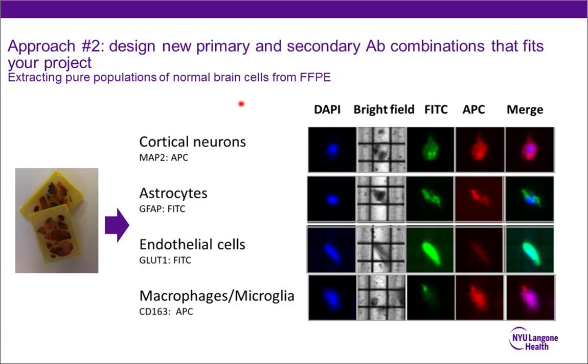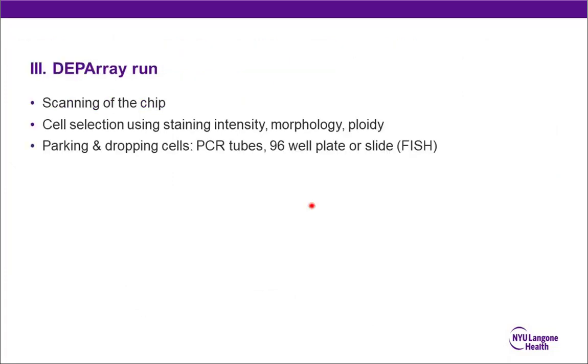And in that aspect, you can see an example of the isolation of different cells that we did from the brain. Here's an example of cortical neurons that stain in APC for MAP2. Forgot to label here, this is a FITC for NeuN. Astrocytes are staining with GFAP in FITC. Brain endothelial cells are strongly positive for GLUT1 in the FITC channel. And here from the same experiment, macrophages that are staining with CD163 in the APC channel. So you can eventually, down the road, build a library of stains that are going to be working for you, so you can isolate the cells of interest in your laboratory.